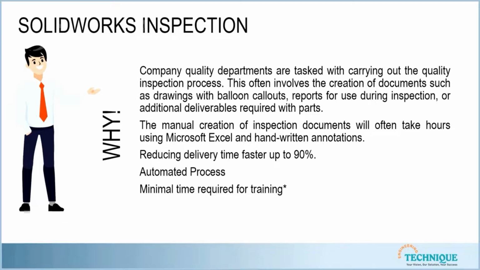Company quality departments are tasked with carrying out quality inspection processes, and this often involves the creation of documentation such as drawings with balloon callouts, reports during inspection, or additional deliverables required with the part. The manual creation of these inspection documents will often take hours using Microsoft Excel, handwritten annotations, and other methods. So SolidWorks Inspection could be a good and useful tool for this area, and it reduces the delivery time by up to 90%. It also automates the process of collecting data, and minimal time is required for training on this software.